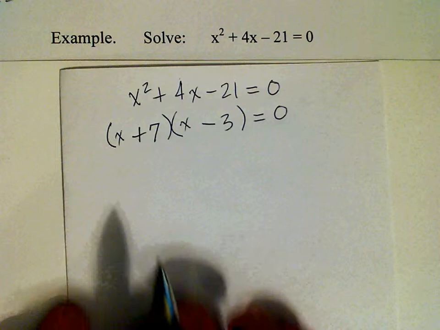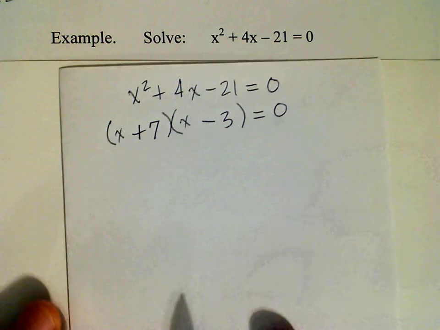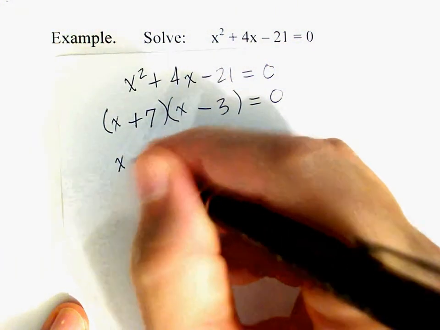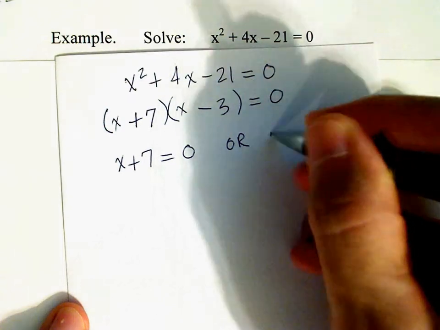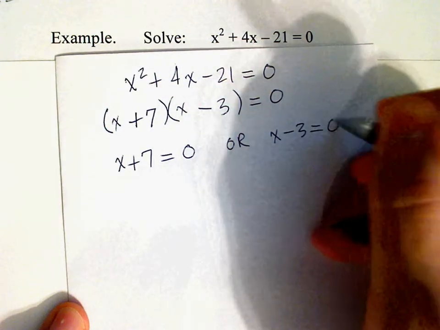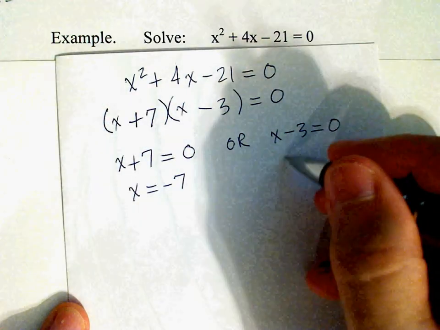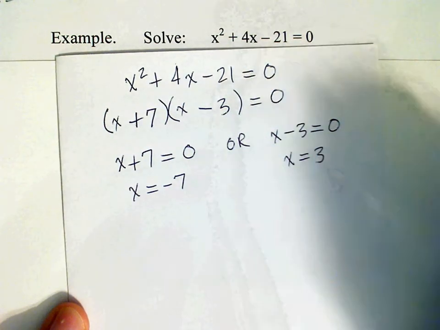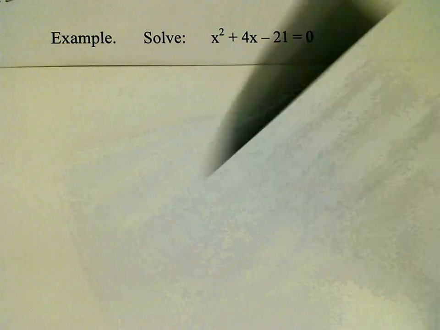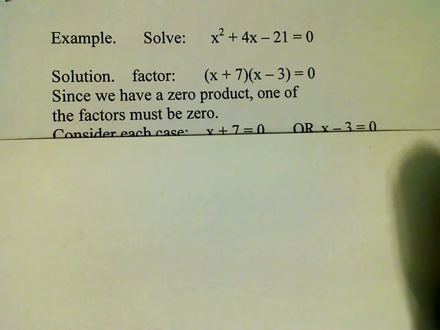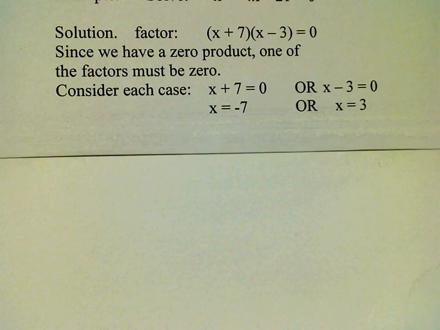Okay, now see, we have the product of two factors equal to 0, and so one of these factors must be 0. So we'll write down both possibilities. X plus 7 equals 0, or x minus 3 is equal to 0. So this gives x equals negative 7, and this gives x is equal to 3. So again, we do get two solutions. Okay, and it is sketched out here in the notes.